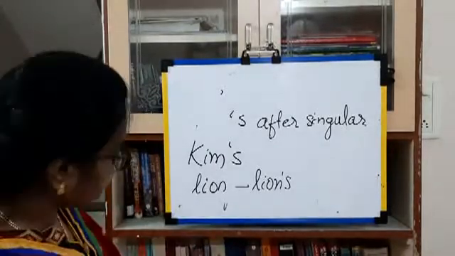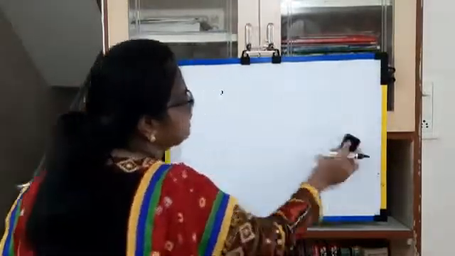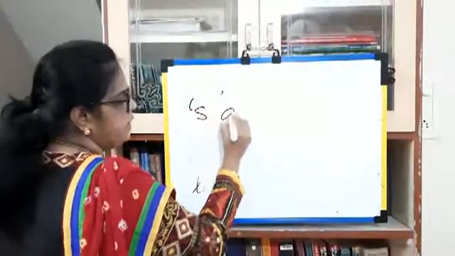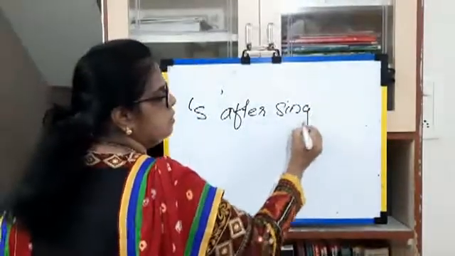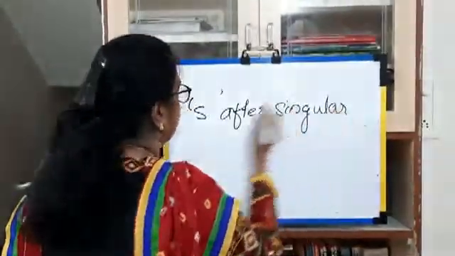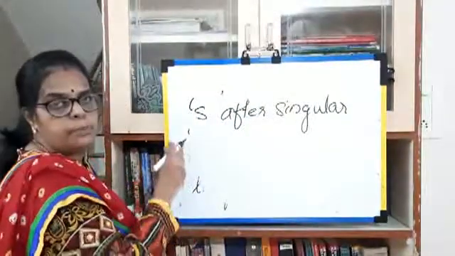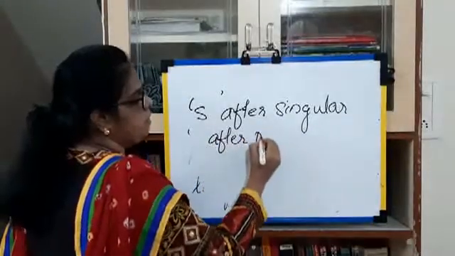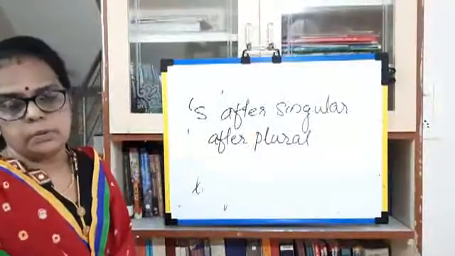So where do we use only the apostrophe? After a singular noun we use apostrophe and s. But for plural, we put only the apostrophe, after the plural noun. We put only the apostrophe after a plural noun.